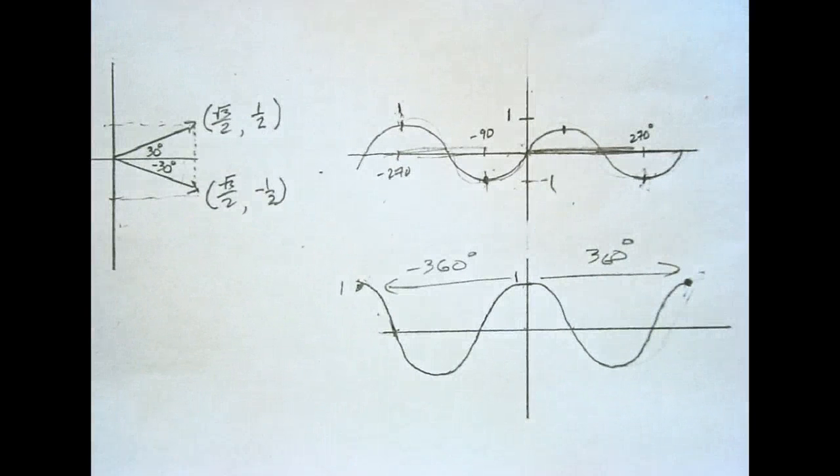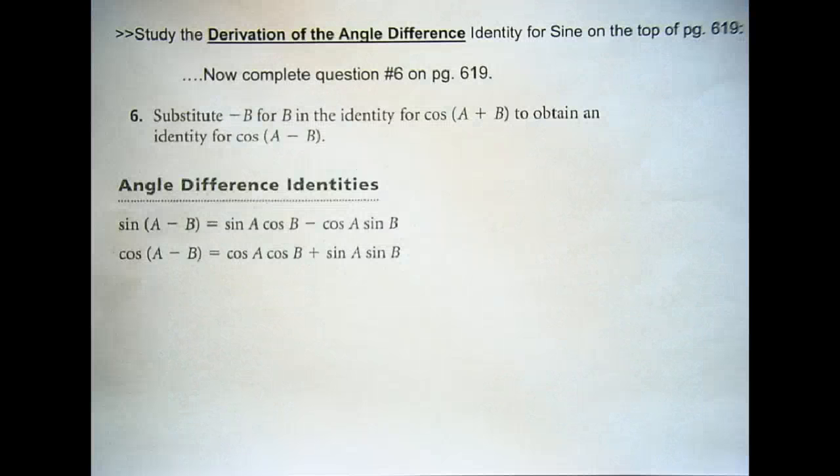It's nice to know pictorially what's going on. Real quick, the derivation of the angle differences. We've got angle sum, we have the negative angles, and now we have the angle differences we're dealing with. I want you to read about it, and then try number 6. Talk about it, so we could get it.